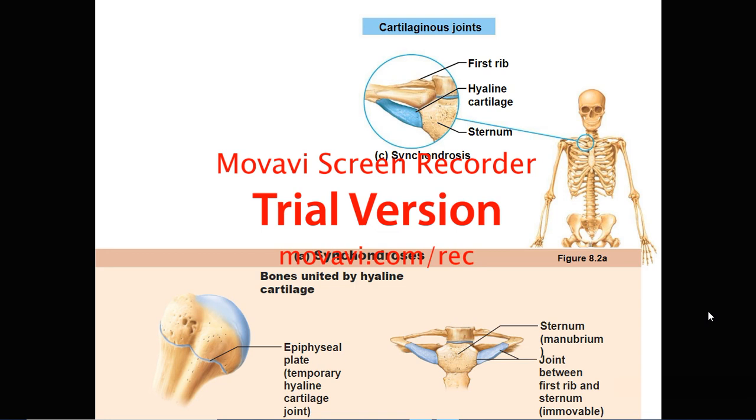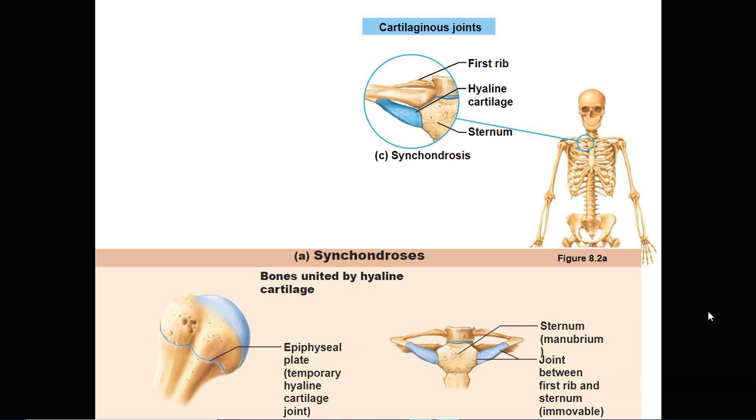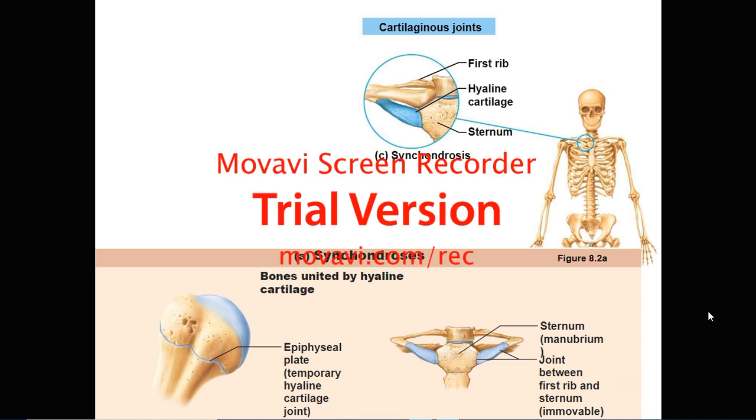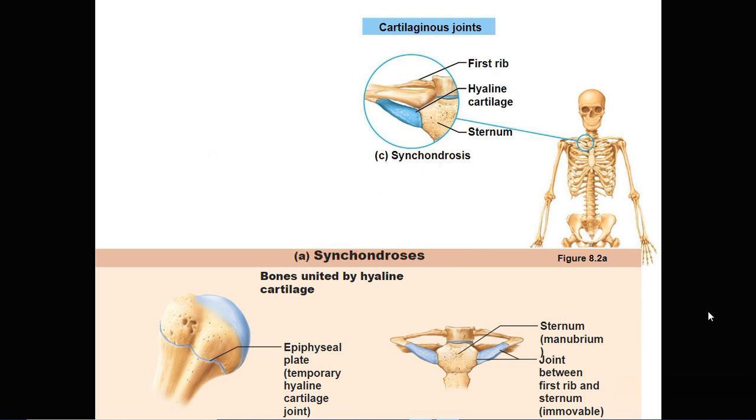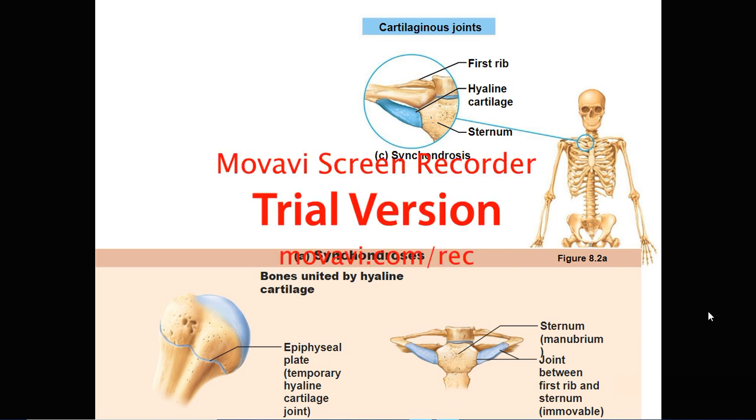This diagram or schematic illustrates synchondrosis cartilaginous joints. With synchondrosis joints, a bar or plate of hyaline cartilage unites the bones. If you remember, you see an example here at the epiphyseal plate. Remember when you're young and going through adolescence, that epiphyseal plate is where the long bones are going to be growing.